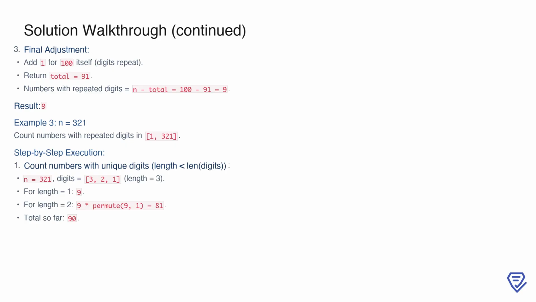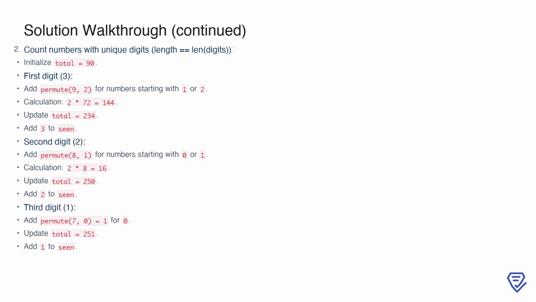Now, let's analyze the case where n equals 321. The digits of 321 are 3, 2, 1, and the length is 3. For numbers with a length of 1 digit, there are 9 options. For numbers with a length of 2 digits, we calculate 9 times permute(9, 1), which equals 81. Adding these, we get a total of 90 numbers with unique digits so far.